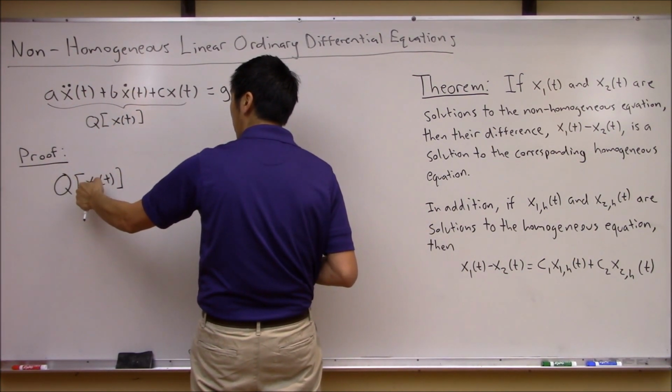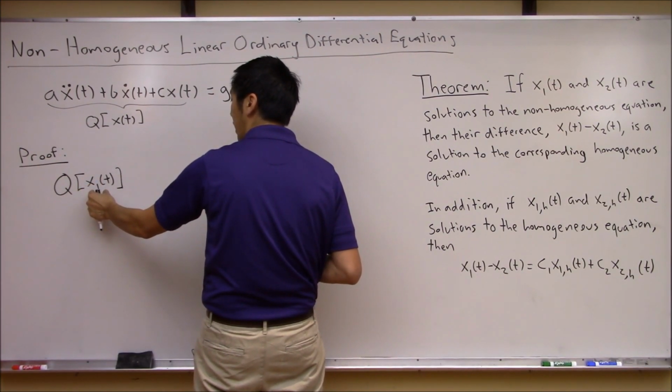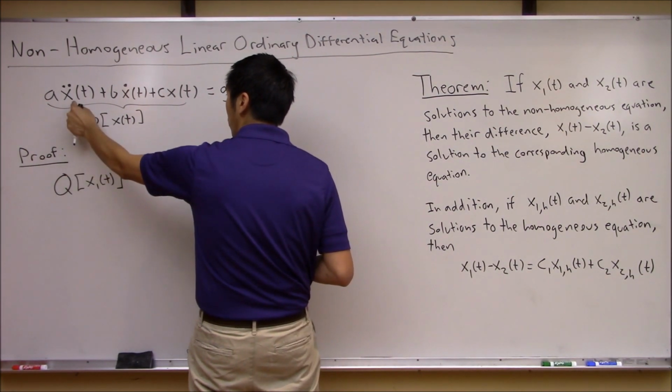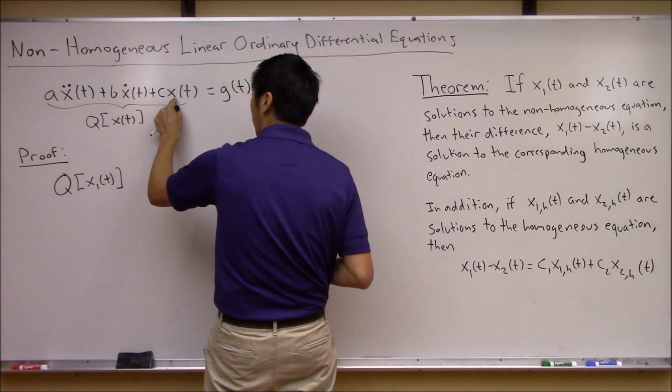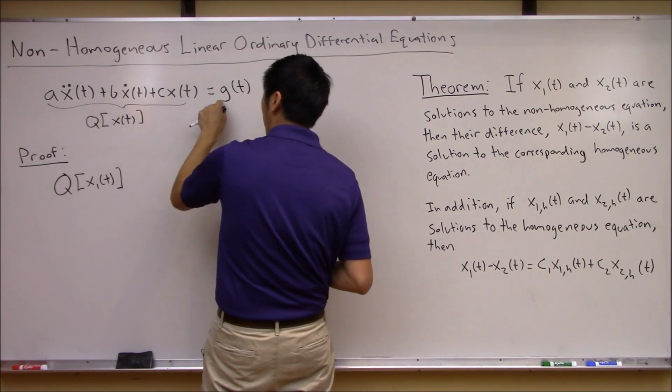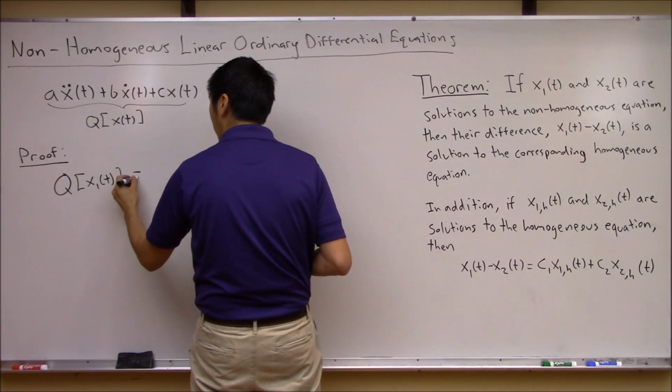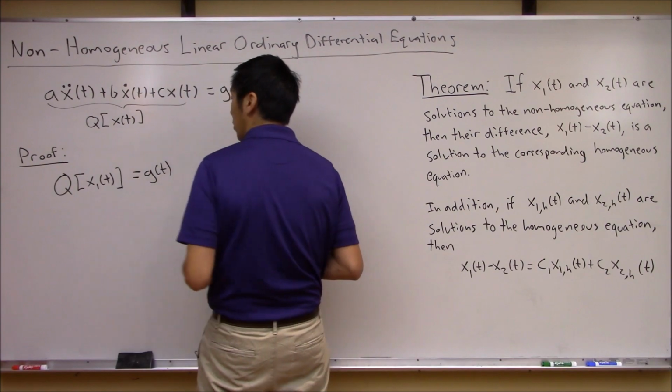that when you plug in this function x1, again, who knows where you got it or what it looks like, but when you take its second derivative, multiply by a, take its first derivative, multiply by b, take itself, multiply by c, add them all together, it equals g of t. So this has to equal g of t.